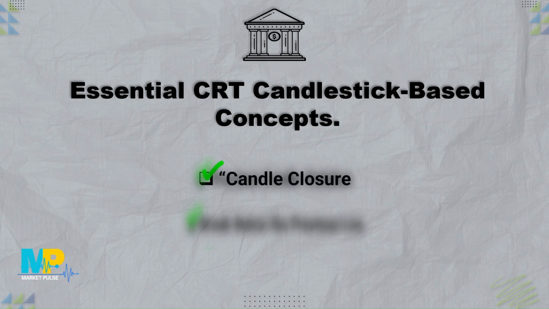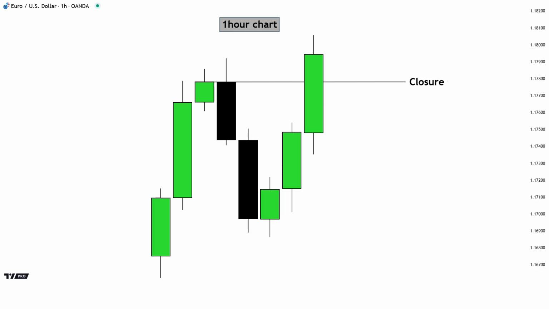The first concept is candle closure. So what are candle closures? Imagine we're analyzing a 1 hour chart. Each one of these candles represents the price movement during 1 hour. At the end of the hour, which is the start of a new hour, this candle closes and a new candle forms to represent the next hour. And at the end of this candle, we have this close and open at the start of the next hour.